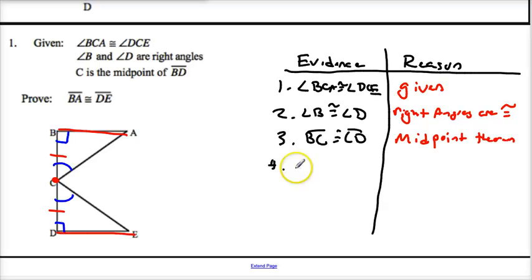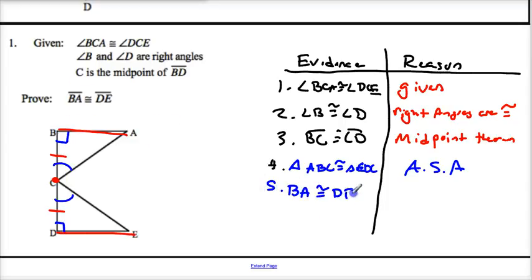Now that we got that, we just have to write out our proof. So I know triangle ABC is congruent to triangle EDC, and that's because of angle, side, angle. And finally, to make our proof final, I know that BA is congruent to DE because the reason is CPCTC. Corresponding parts of congruent triangles are congruent. All right, if these two triangles are congruent, then DE must be congruent to AB.